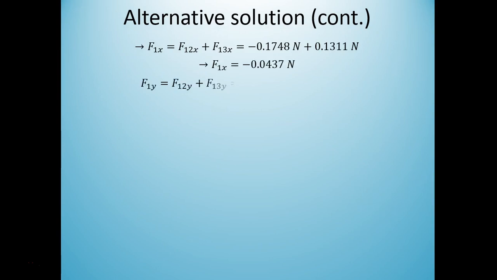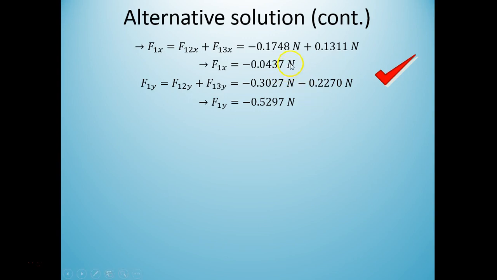So next, we need to combine like terms. Combining like terms gets a check mark. Now we know our force components. You could actually write the force vector now. It's negative 0.0437 newtons i minus 0.5297 newtons j, at least to 4 sig figs. We shouldn't use 4 sig figs, but this is not the final answer.